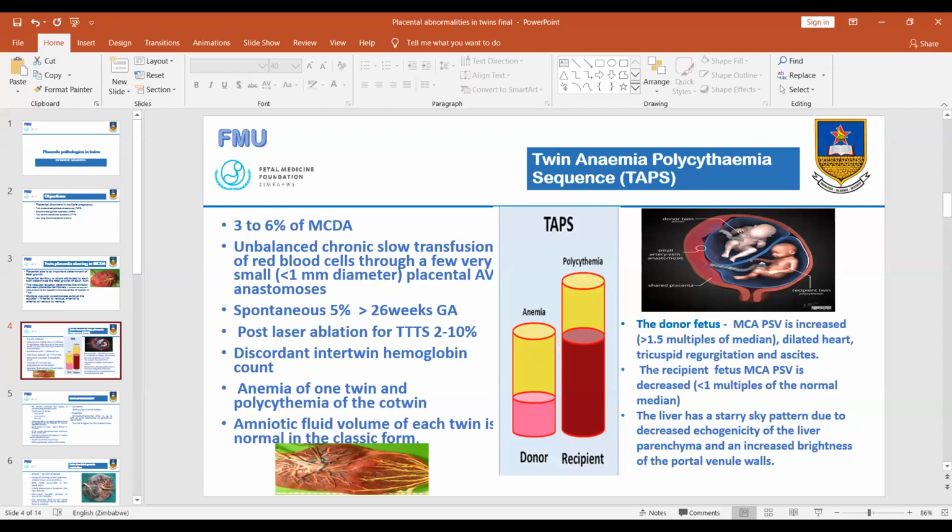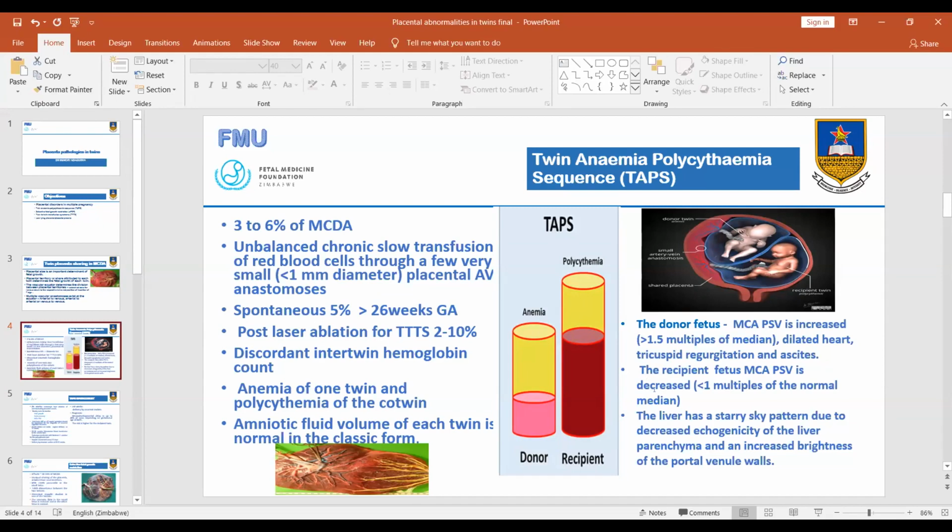On ultrasound scan, what we can see in the donor fetus is increased peak systolic velocity on the middle cerebral artery, and the increase is more than 1.5 multiples of the median. We can also pick up a dilated heart, tricuspid regurgitation, and also ascites. All these are coming up because of severe anemia in the donor fetus.